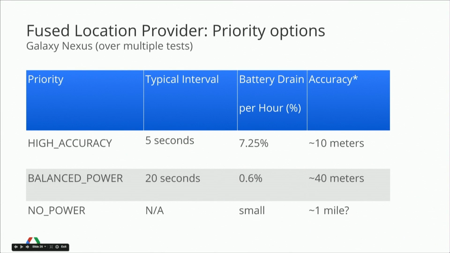The no power mode is useful when you just want to get a location if some other app in the system has requested the location, and you don't want to actively poll. If the system knows the location, very well, I can enhance my app. So that's when you use the no power mode, and this is the best part: your app will not get any battery blame.